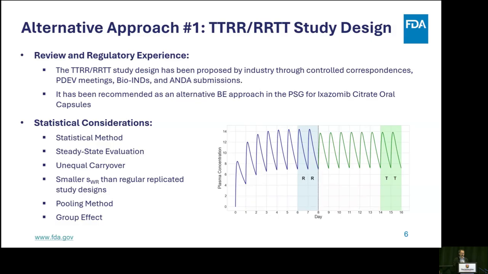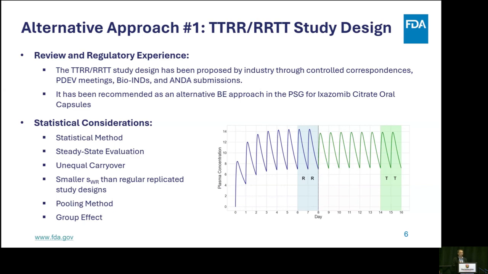One specific point I want to mention is that a PSG includes the RRTT, TTRR study design, but that study design is not the exact study design I mentioned here. So it has some differences. So I just want to bring it to your attention.